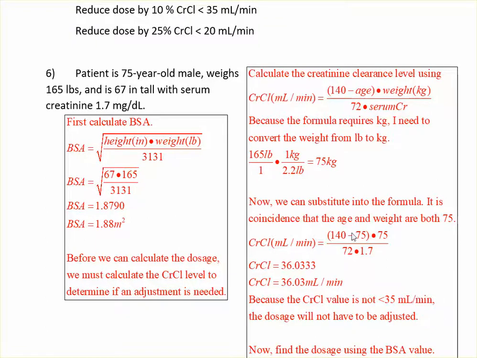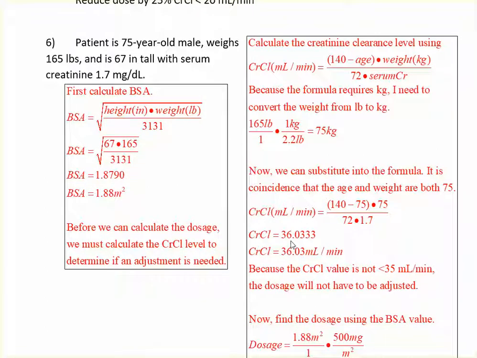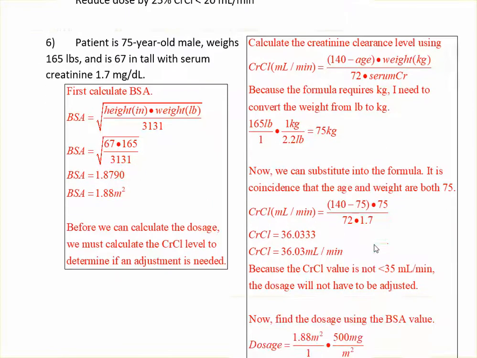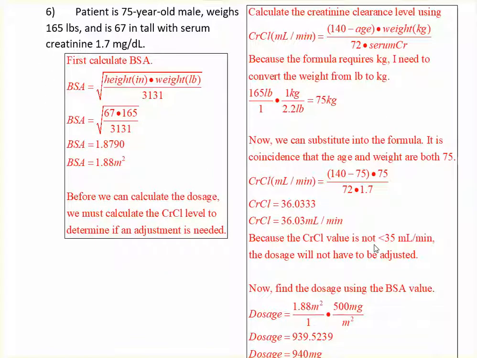If I push all that through my calculator, I end up with 36.03333, and I rounded it off to 2 places. So my CRCL level is 36.03 milliliters per minute. Now, because this is not less than 35, I don't have to make an adjustment when I do the dosage. I'm ready now to find the dosage.